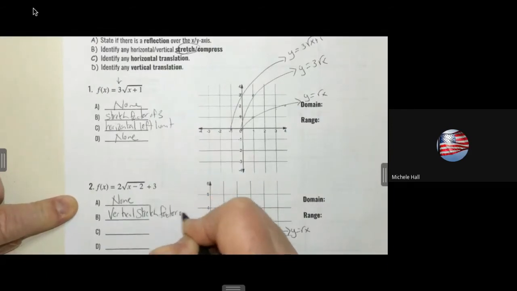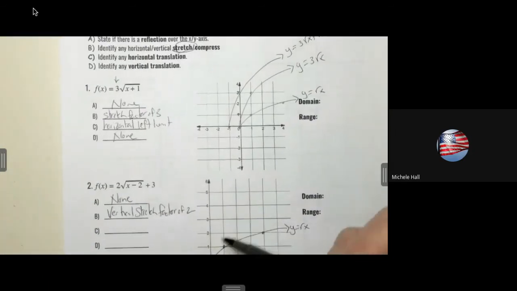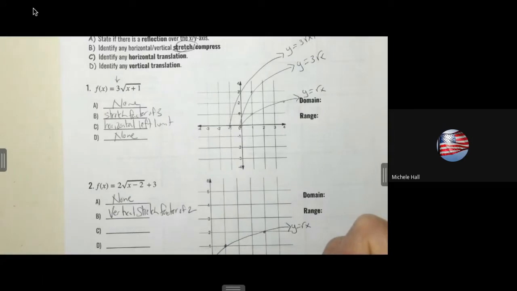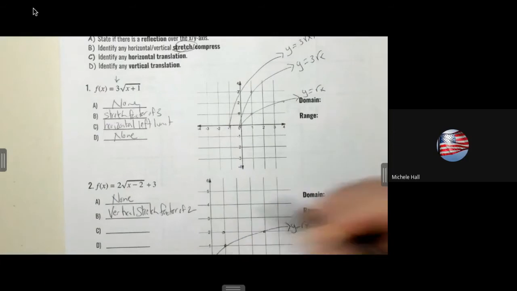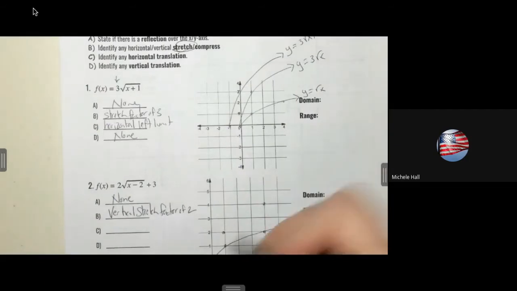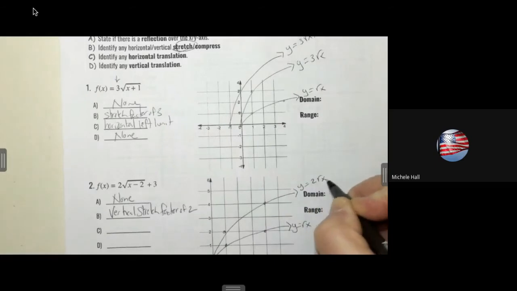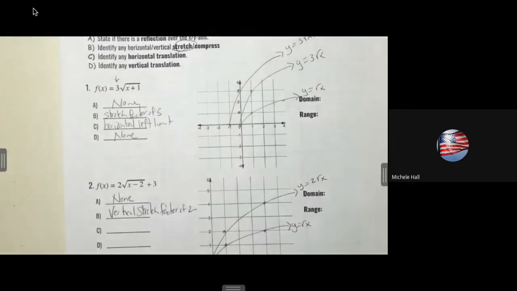Factor of 2, stretching by 2. So I'm going to multiply 2 to all my y values. 0 times 2 is still 0. 1 times 2 is 2. 2 times 2 is 4. That is a vertical stretch. So y equals 2 square roots of x. I stretched it. Are there any others? There's no number in front of x, so that means there is no stretch or compress for x.